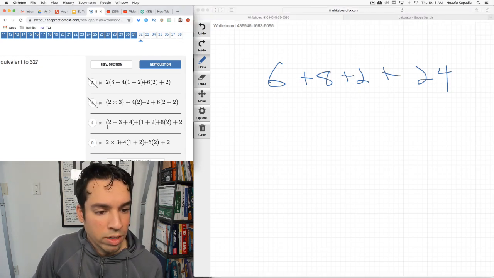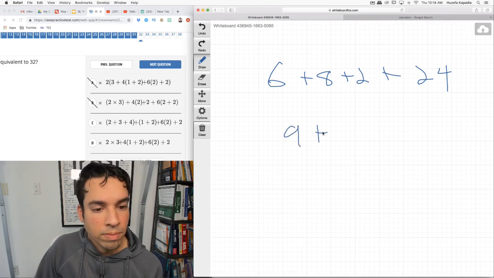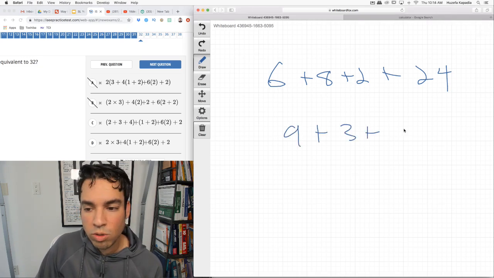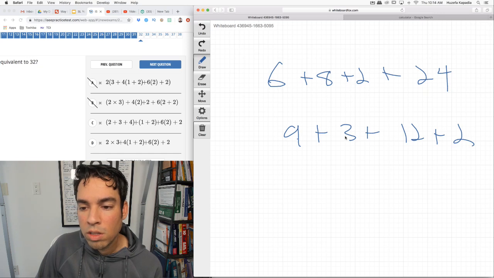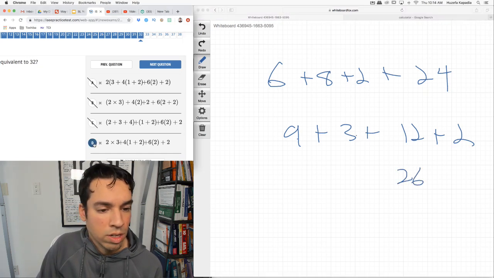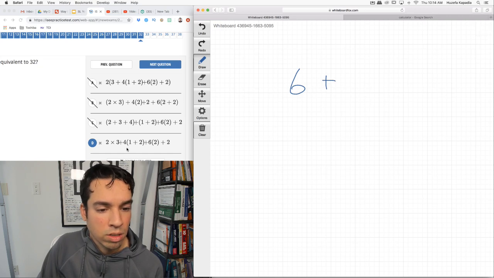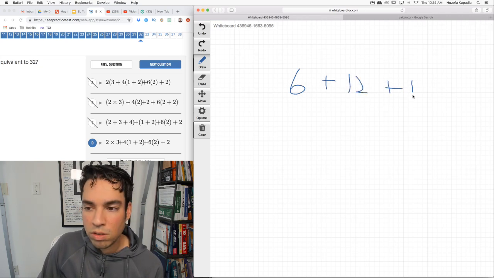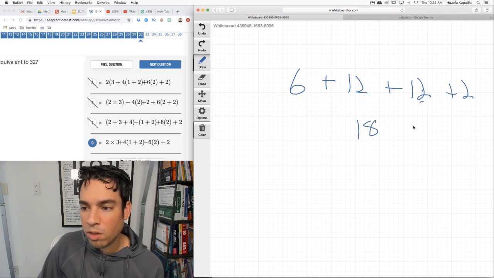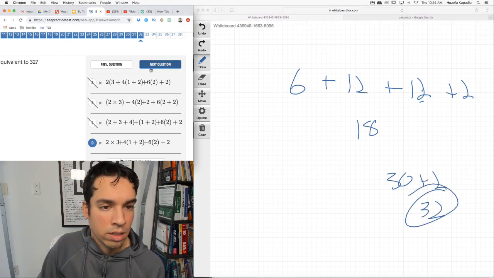2 plus 3 plus 4 is 5 is 9. Plus 3, 6 times 2 is 12. This is too small. This is 12 plus 12 is 24. It's 26. Oops, so it's got to be this one, but let's double check just in case. This is 2 plus times 3, which is 6. Plus 1 plus 2 is 3 times 4 is 12. Plus that's 12. This looks good. Plus 2. Okay, so there's 6 plus 12 is 18. Plus 12 is 30. Plus 2 is 32. Next.